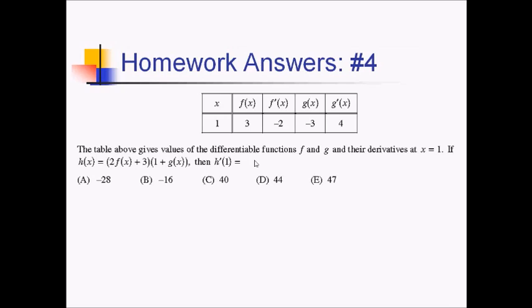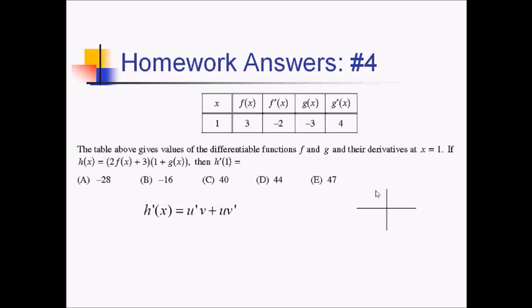For number 4, we're given this table of values for f and g and their derivatives at the x value 1. And we want to know what h prime of 1 is, where h is this crazy product here. Since h is a product, I think product rule is a good way to go on this one. So we've got, in general, u prime v plus uv prime. Let's set up the box now and plug things in where they need to go.